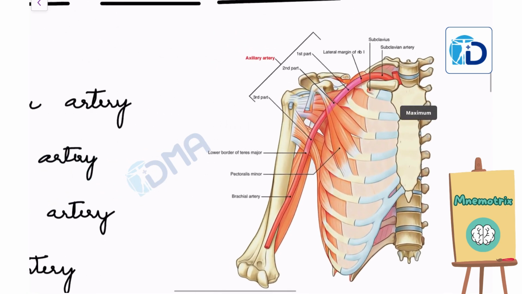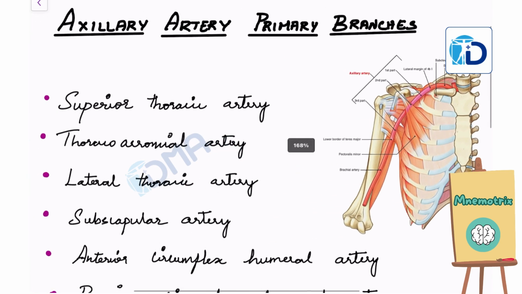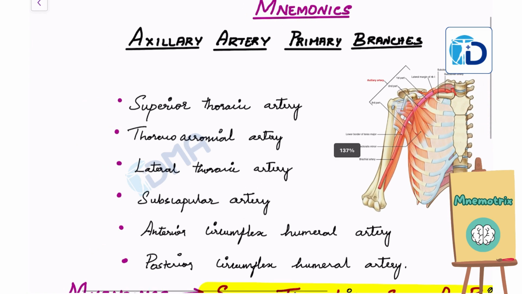In this video, we are going to learn NEET's mnemonic way to remember the primary branches of the axillary artery. The axillary artery is the continuation of our subclavian artery. So here this is the subclavian artery and here this is the axillary artery, which is the continuation of our subclavian artery. This axillary artery gives off 6 primary branches.